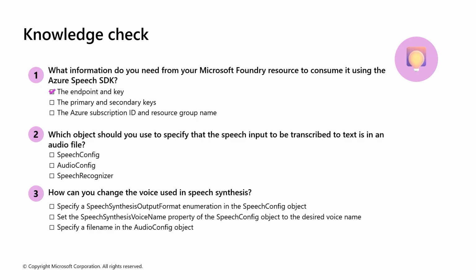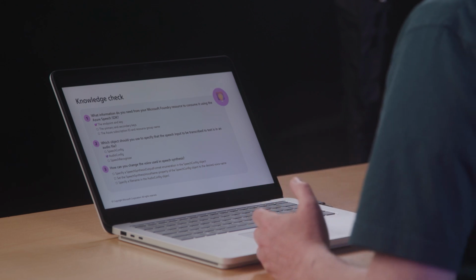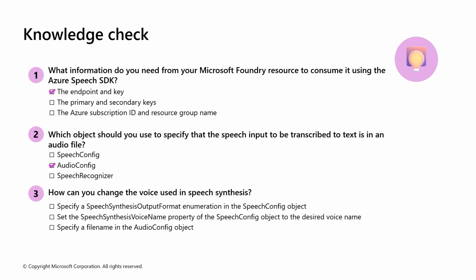Which object should you use to specify that the speech input to be transcribed to text is an audio file? Right, that's the audio config. You may have been leaning toward the speech config. We kind of made a big deal of it, but in this case, the audio config is handling the audio file input.